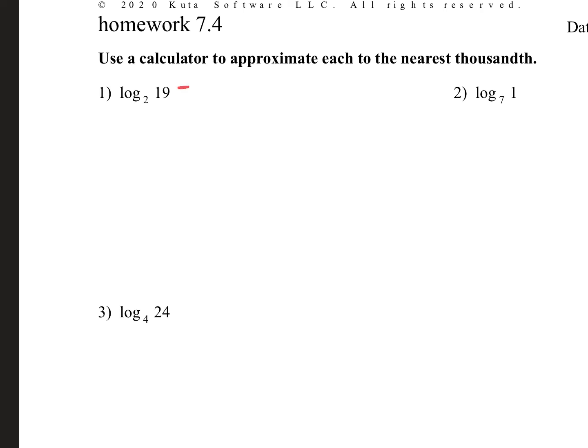So first thing we have to do is put this in our change of base formula. So what's going to go on the top? Log of 19. Remember, the base stays on the bottom. So 2 is our base. Base is on the bottom. So what goes on the bottom? Log of 2.